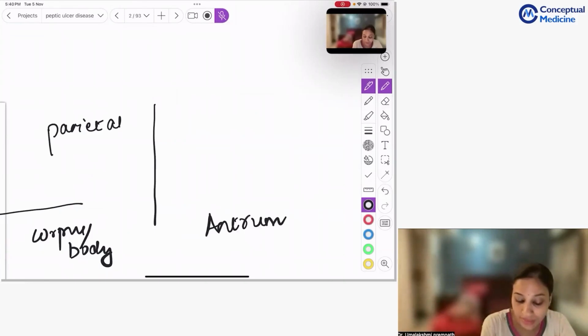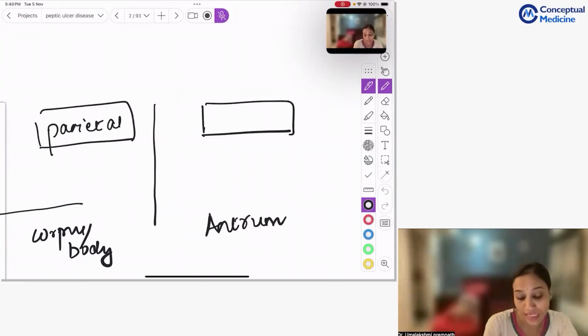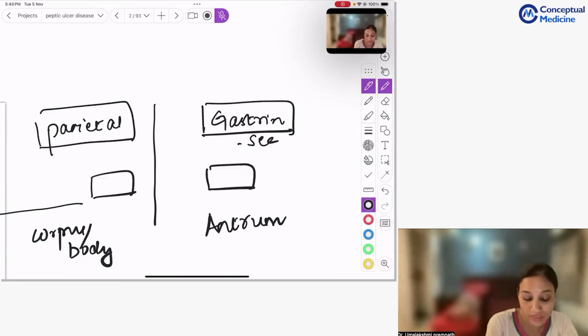Whereas the lower part of the gland, that is your antrum, contains a different type of cell. Here you have the gastrin secreting cells, that is the G cells. What is common to both of them is you have the endocrine cells, the somatostatin producing cells, or the D cells. These are present in both. You have the corpus or the body as well as the antrum containing D cells which secrete somatostatin.